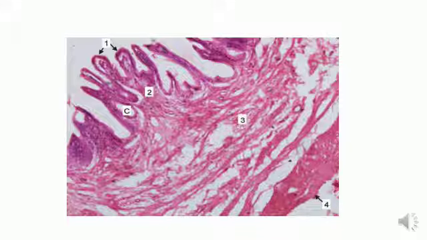This is how we see it in the microscope. Here you can identify these are the mucus folds. Here this is the lamina propria. This is the fibromuscular coat and here you can see the serosa.